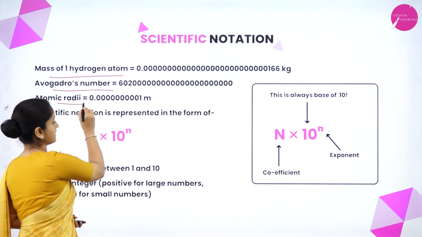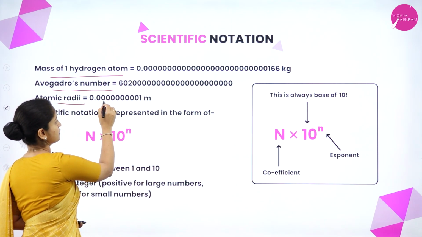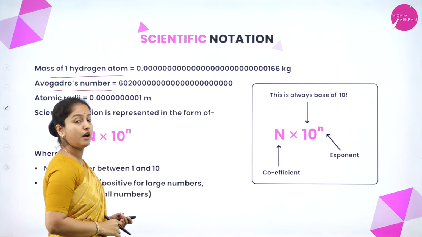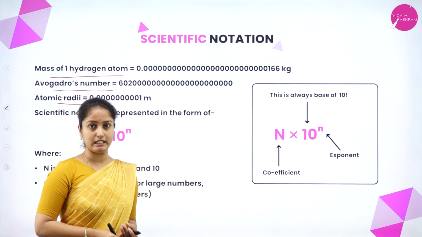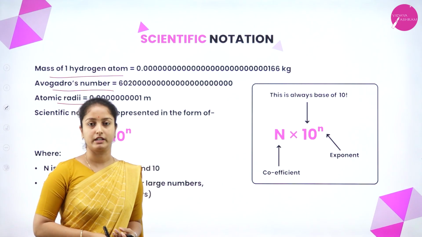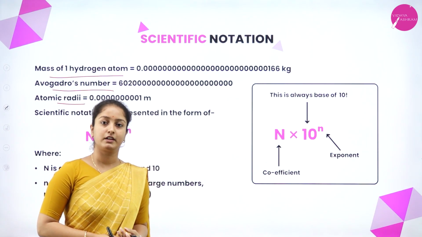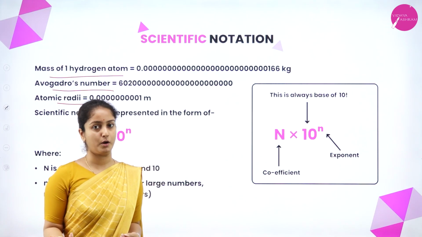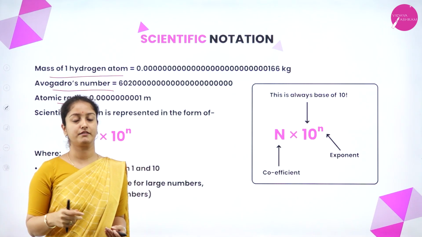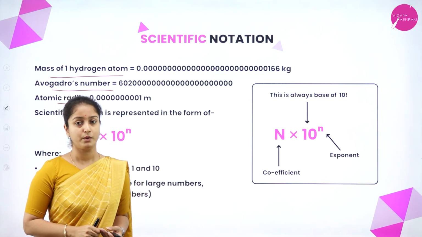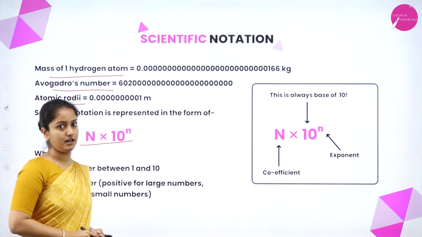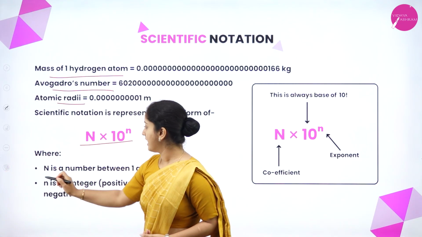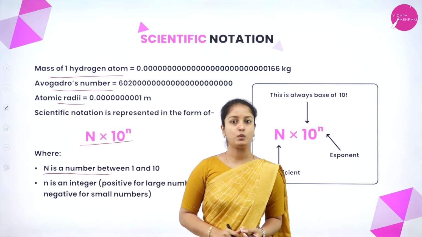Similarly, atomic radius is given as 0.0000001 meter. For such numbers which are very large and very small, it is very difficult to read, write and operate. So, to simplify that, we have scientific notation which is represented by the formula N into 10 power n. Now, what is N? N is a number between 1 and 10.